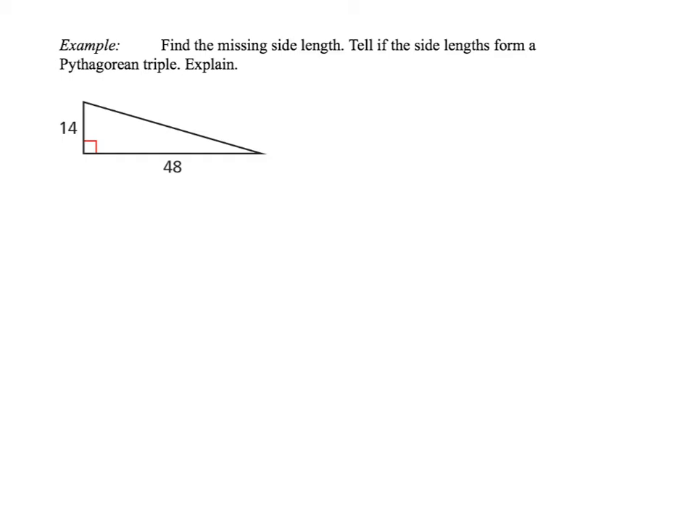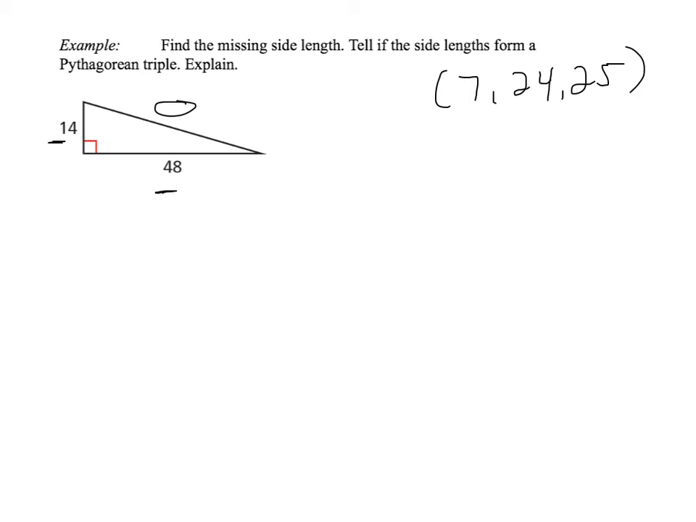Alright, so keeping in mind these Pythagorean triples, find the missing side lengths if the Pythagorean triple is around. Now remember, our Pythagorean triples were on the previous slide. One of your Pythagorean triples was a 7, 24, and 25. And if you take a look here, you'll notice that one of your legs is 14, one of your legs is 48, and you have to find the hypotenuse.